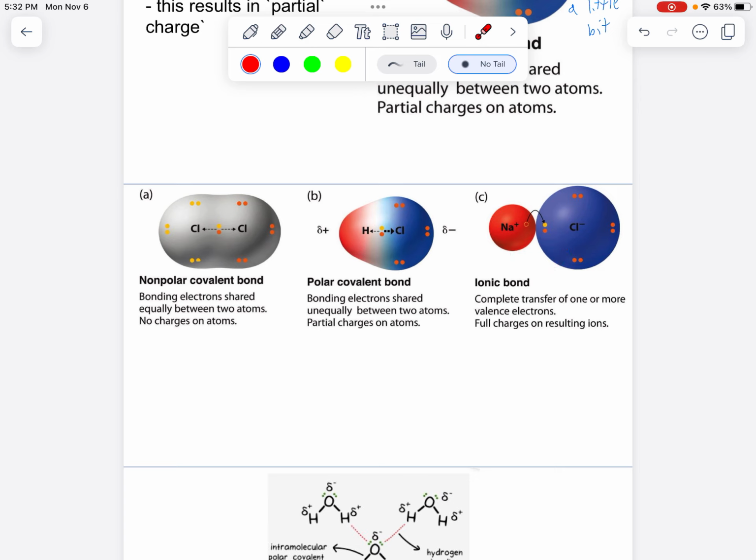So nonpolar tends to be gases, polar liquids, solids kind of in the middle there, but liquids most of the time. Then ionic, pretty much always solid. So low intermolecular forces, medium intermolecular forces, very, very high.